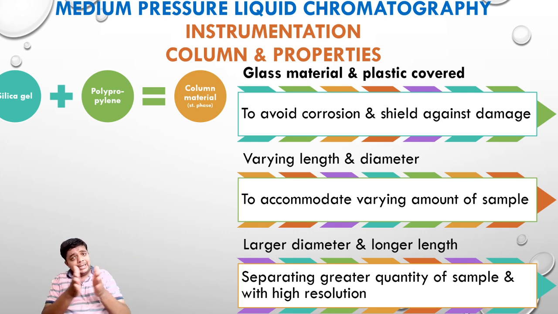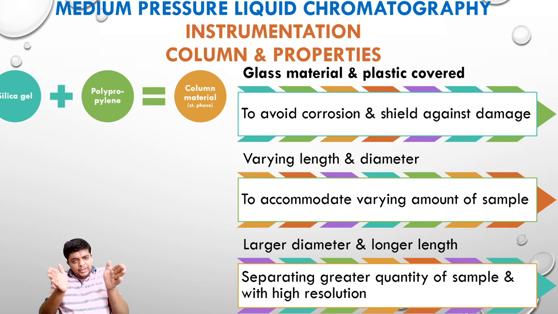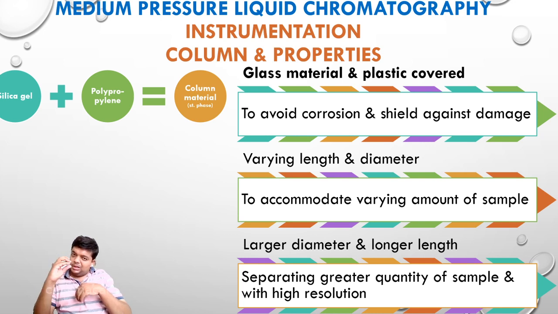It has varying length and a varying diameter. You are very much aware that when you vary the length, it can accommodate a large sample. When you decrease the length, it can accommodate less quantity of sample. Varying the diameter, more would be the volume, and therefore more would be the sample. Smaller the diameter, less would be the volume, less would be the quantity of sample. So larger diameter and longer length is generally preferred when it comes to MPLC.